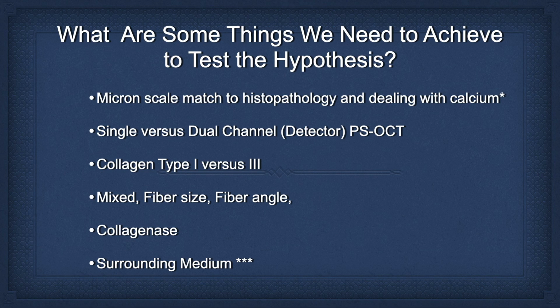Whether we're going to use single versus dual detector PS-OCT, do collagen type 1 versus 3 have different imaging properties? What are the effects of fiber angle? And if you add collagenase, does it change the imaging? Does the medium change the imaging? And this is going to be important when we look at issues of plaque.